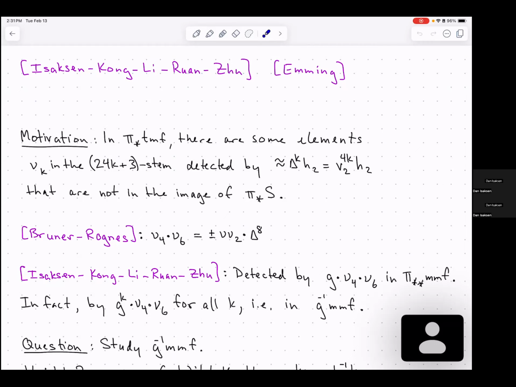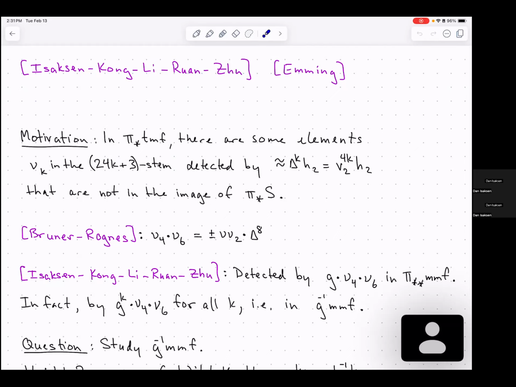But in any case, they're all related to what Adams-Novikov people would call delta to the k, h2, and what Adams people might call v2 to the 4k, h2. So they're very clearly v2-periodic. There's a v2-periodic structure there, and one of the things that makes these nu sub k's interesting, not the only thing, is that they're not in the image of pi star of the sphere.